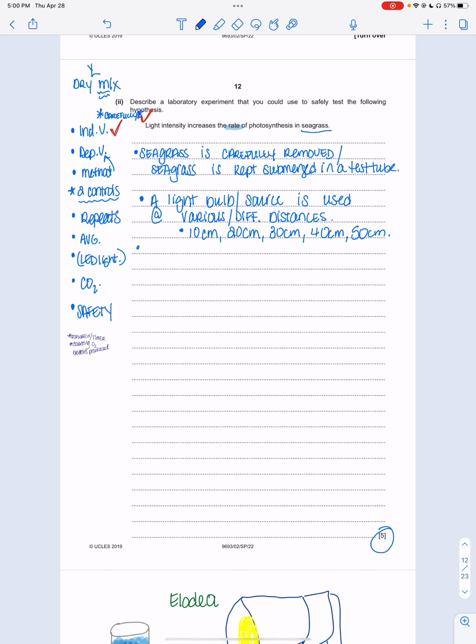Okay, dependent variable. We can just call it oxygen bubbles. Bubbles produced will be counted at 1 minute's time within the test tube, and you actually can see it moving up, like this happens.